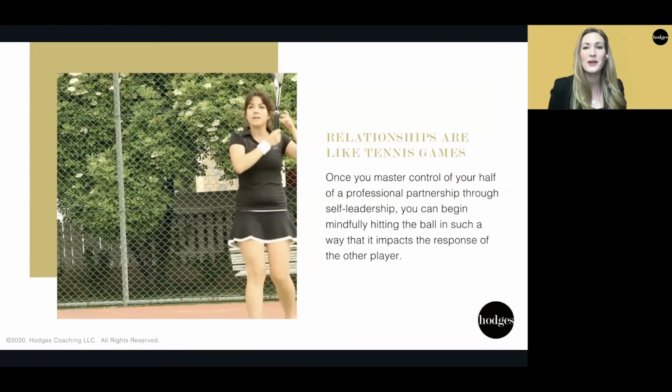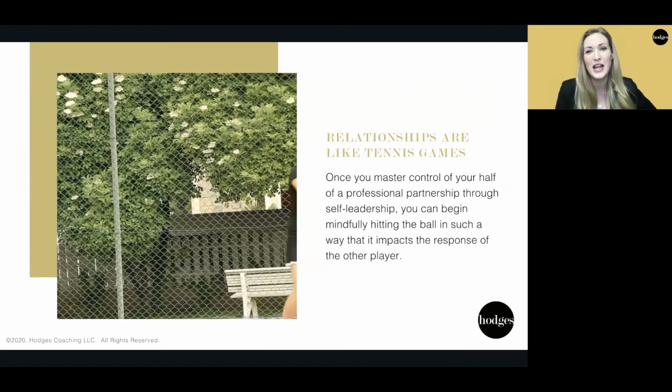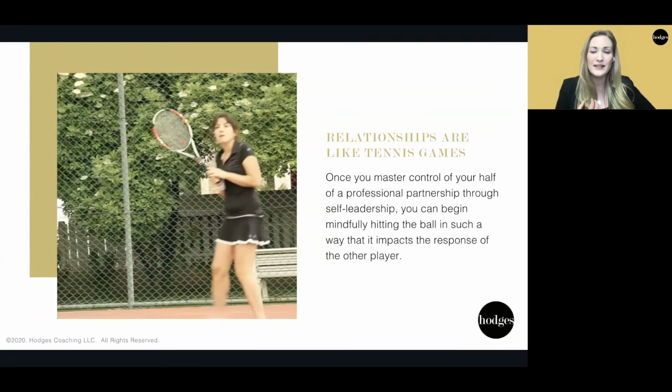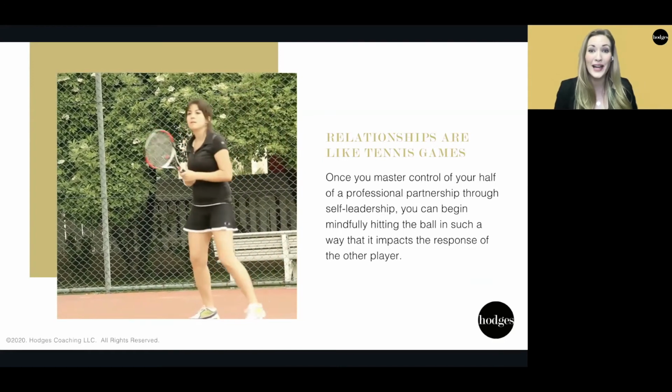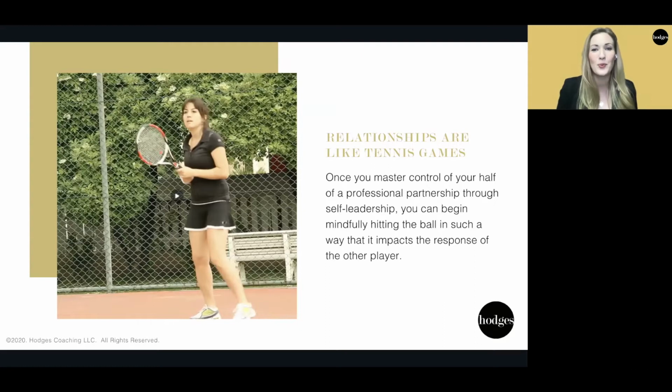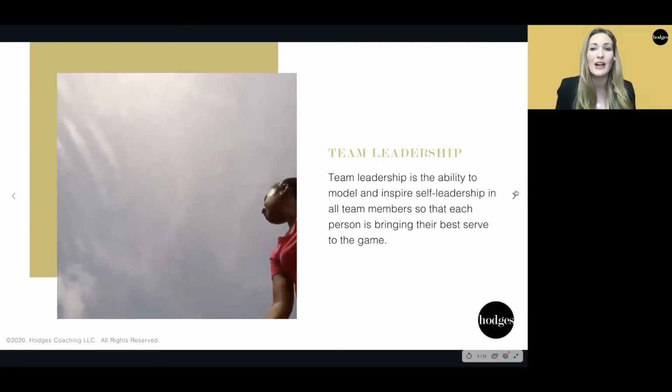So back to our old tennis analogy, which I know you just looked at when you finished your self leadership course, but still, relationships are like tennis games. So now, hopefully, you've mastered, or you're getting to the point where you can respond instead of just reacting, so that now you can mindfully hit the ball in such a way that it impacts the response of the other player, so that you can help them ultimately become self leaders.